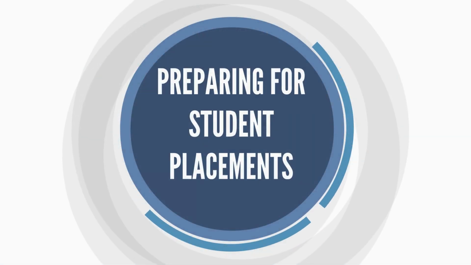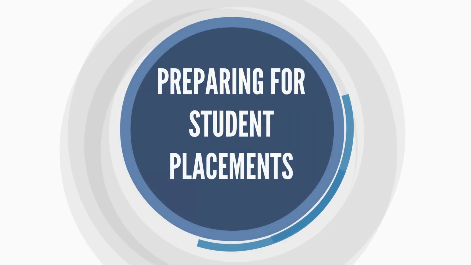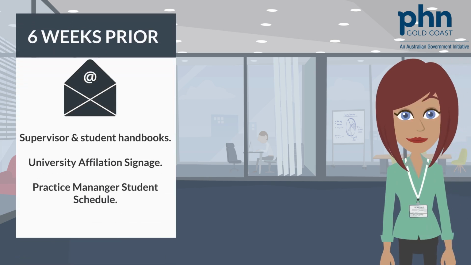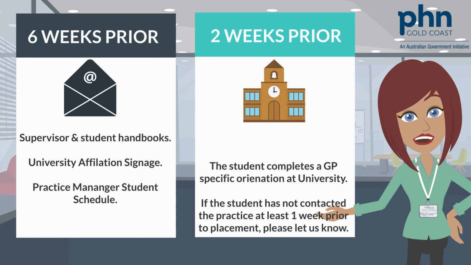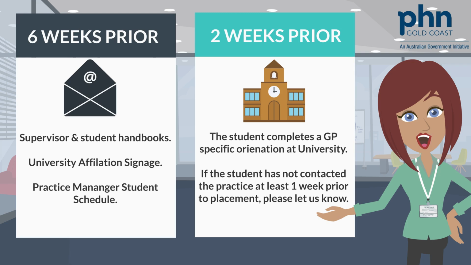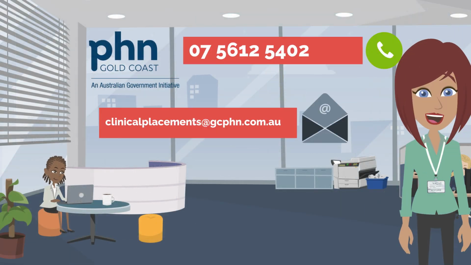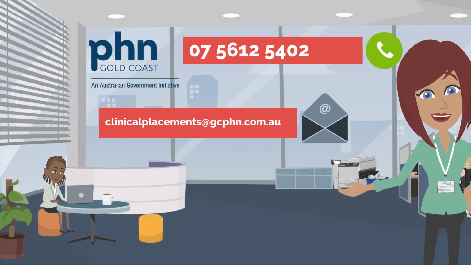The GCPHN Clinical Placements team collates and distributes university and cohort-specific documentation emails at least 6 weeks prior to the placement commencing to you and your team. Two weeks prior to a placement commencing, the student is required to complete a GP placement orientation advising of all requirements and to contact the practice to confirm the placement. If the student has not contacted the practice at least 1 week prior to the placement commencing, we ask that you contact the GCPHN Clinical Placements team so that we can follow up with the university.